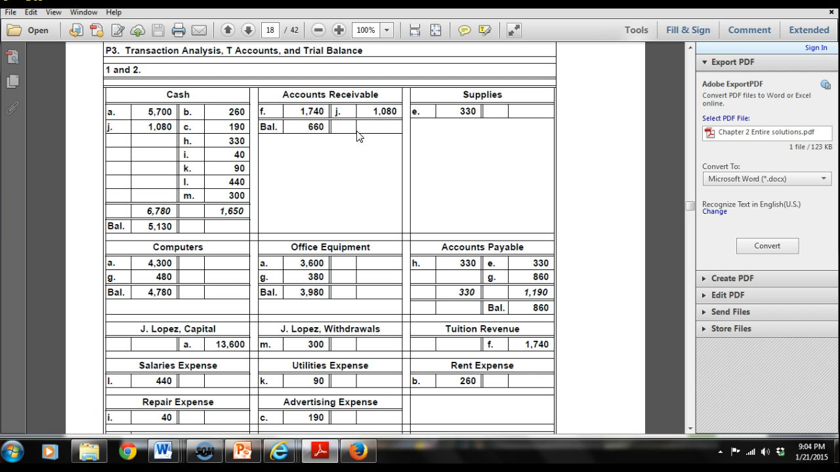We're not due 1,740 anymore, are we? We got 1,080, so we're going to credit our receivable for 1,080, and then we need to debit something. What did we receive? Cash, didn't we? We debit cash because we received cash. Remember, the tuition transaction happened when we billed them. We debited our accounts receivable and we credited the tuition revenue. This one is only about getting the money in. Okay?